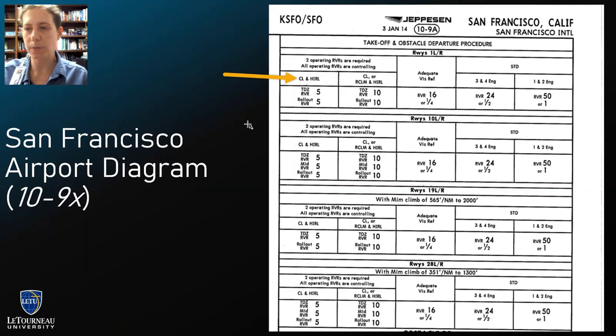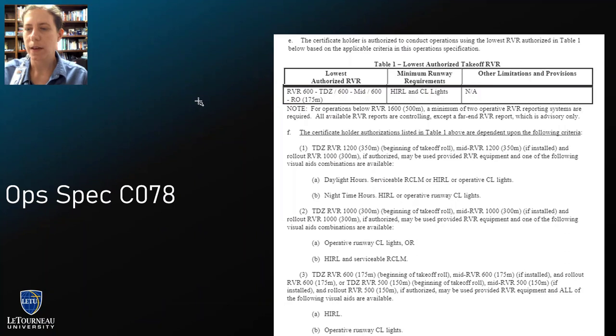Now, I want you to look at something here though. This says touchdown zone RVR 5 and rollout of 5. That stands for 500 RVR. But with this particular airline's op specs, go back to this, this said our lowest authorized RVR was 600, okay? So you will find this. There's a disagreement here. This airline cannot take off at 500 RVR because OpSpec C78 very clearly says in several places they can have a takeoff RVR of 600, but it doesn't say that we can go to 500.